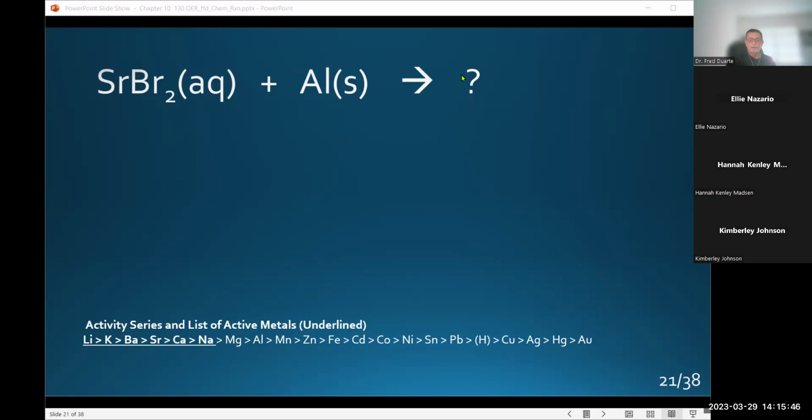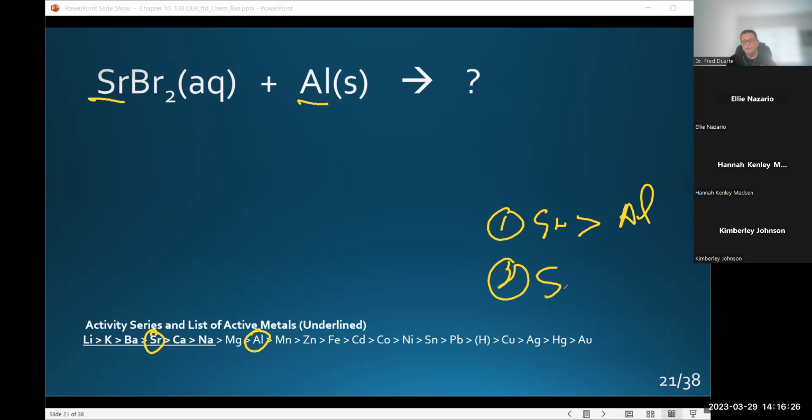So that being the case, then we look at the activity series between the two metals, okay? Now, we're looking at it regardless of whether the metal's in elemental form or in ionic form. So we're just comparing strontium with aluminum. We can see here, there's Sr right there, and aluminum's right there. So that tells us, number one, that strontium is more reactive than aluminum.